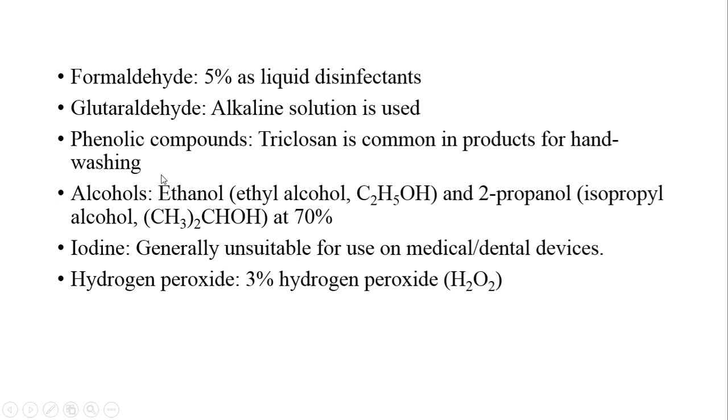Next thing, you can use alcohol, and this is the most widely used family of disinfectants, where you can use ethanol, or 2-propanol, which is also called isopropyl alcohol, at 70% concentration, which is quite effective. You can also use iodine, generally unsuitable for use on medical or dental devices. Hydrogen peroxide at 3% concentration can also be used for surface cleaning, not for personal use. So these are different disinfectants which you can use for cleaning the surfaces, cleaning the instruments, and cleaning your hands and other surfaces.